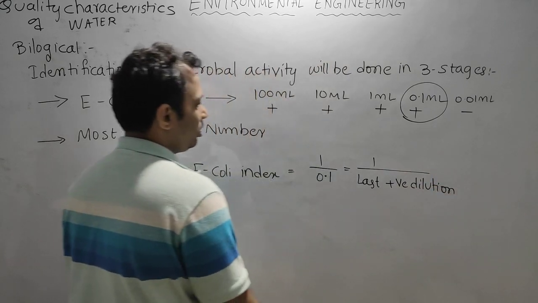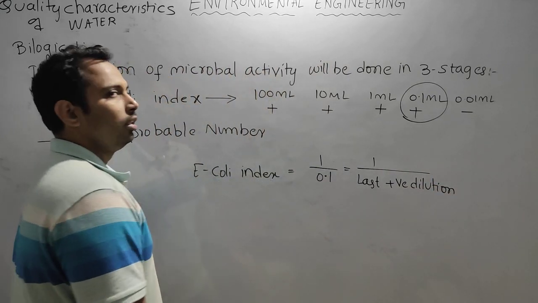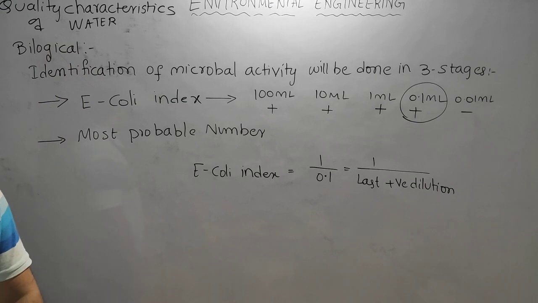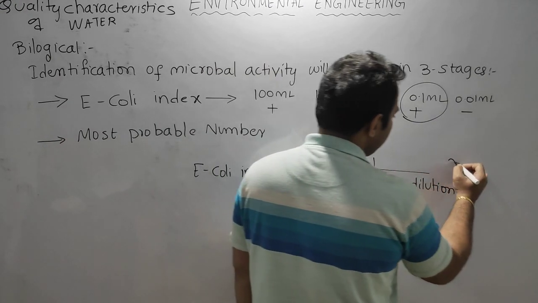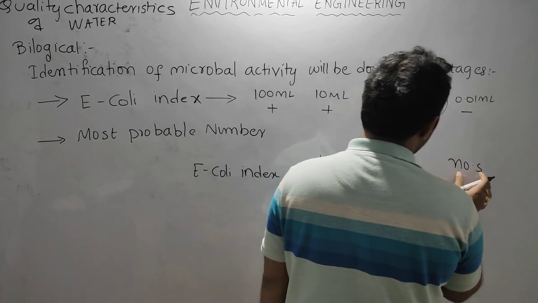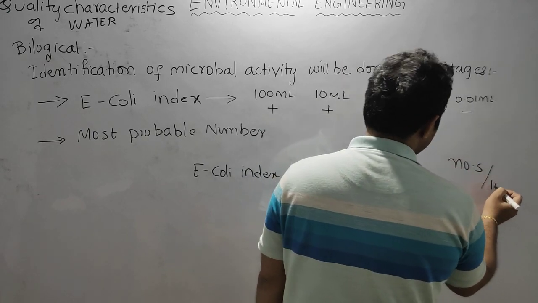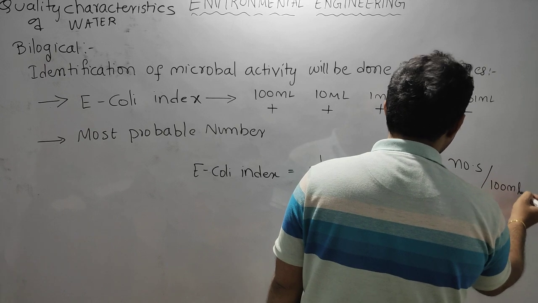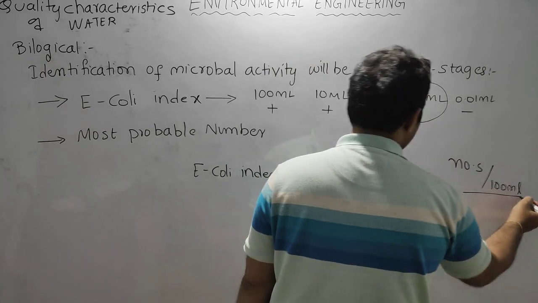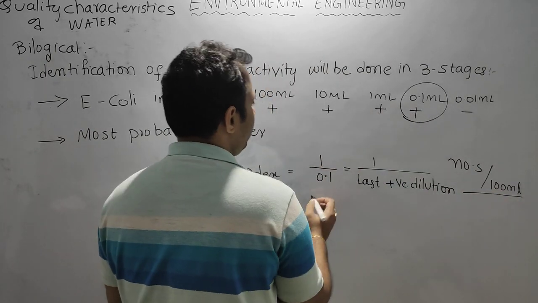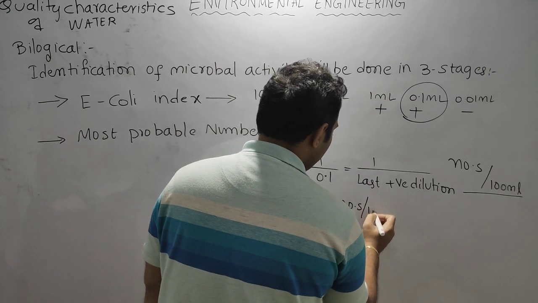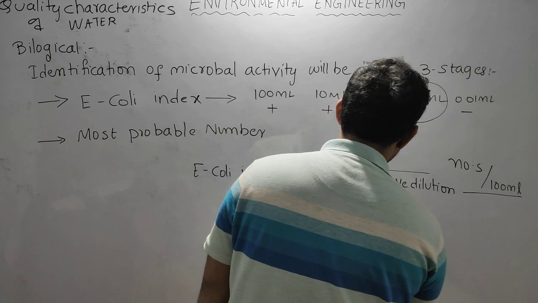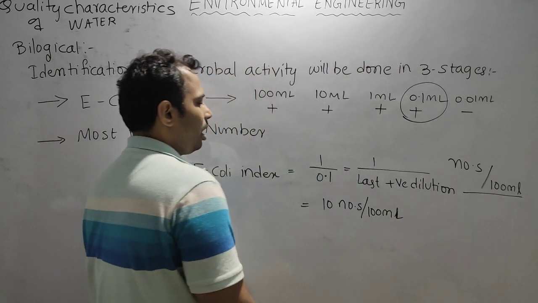Okay, last positive dilution is nothing but the E. coli index, and the unit is number per 100 ml. The unit here is numbers, that means this many organisms are present per 100 ml. So here it is 10 organisms per 100 ml.